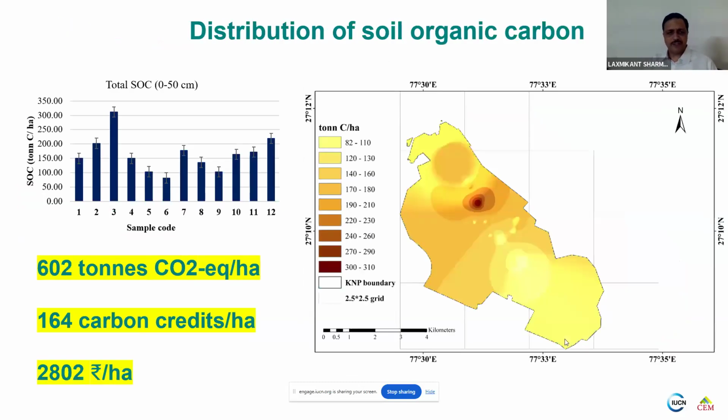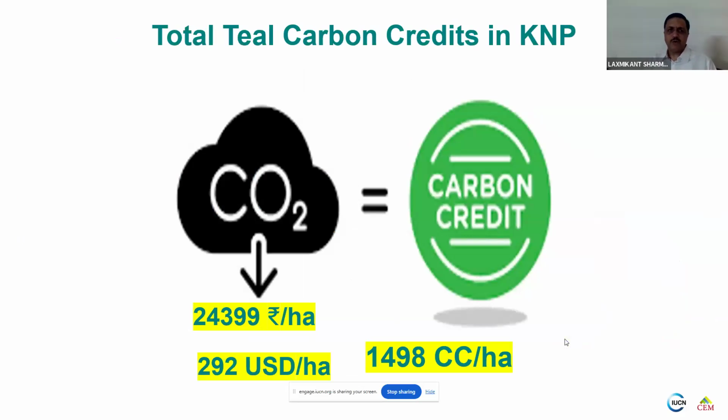The distribution of soil organic carbon was also estimated, and you see how much in rupees per hectare we have generated there. Soil organic carbon is also the most productive carbon pool there, so this is also a very important aspect. After all these things, the total teal carbon credits in Keoladeo National Park come to 24,399 rupees per hectare. That is the credit value of Keoladeo National Park. If you convert it into US dollars, that is $292 per hectare, and converted into carbon credits, it is 1,498 carbon credits per hectare. So that is the importance of teal carbon in Keoladeo National Park. You can see this one. That is the established fact.